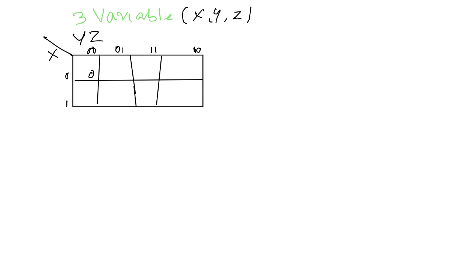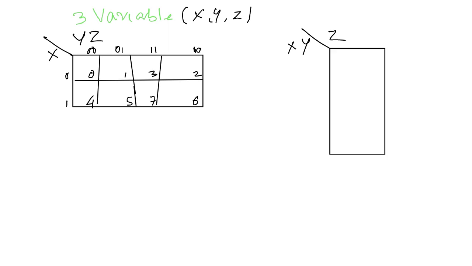So it will be 0, 1, 2, and 3, 4, 5, 6, 7. So this is the place. Okay. Now this is not always the case. One alternative is you can keep it like x, y here, and z here. Now your presentation this time will be a bit different from earlier. Since you have two variables downside, you'll be having four rows now.